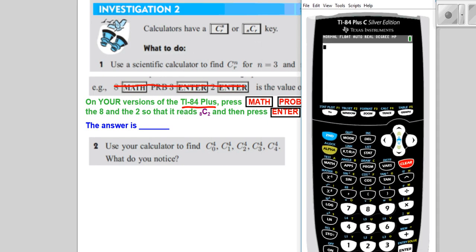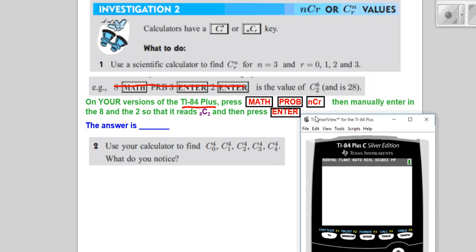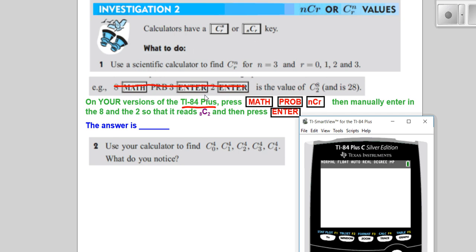to here. So on your versions, you would press math, and then you can go across to probability. Then there's a thing called nCr. We don't seem to have that key. We seem to have nCr, and then manually enter in 8 and 2. They want us to work out nCr when n is 8 and r is 2. That's because that's what the question here is asking us to do.